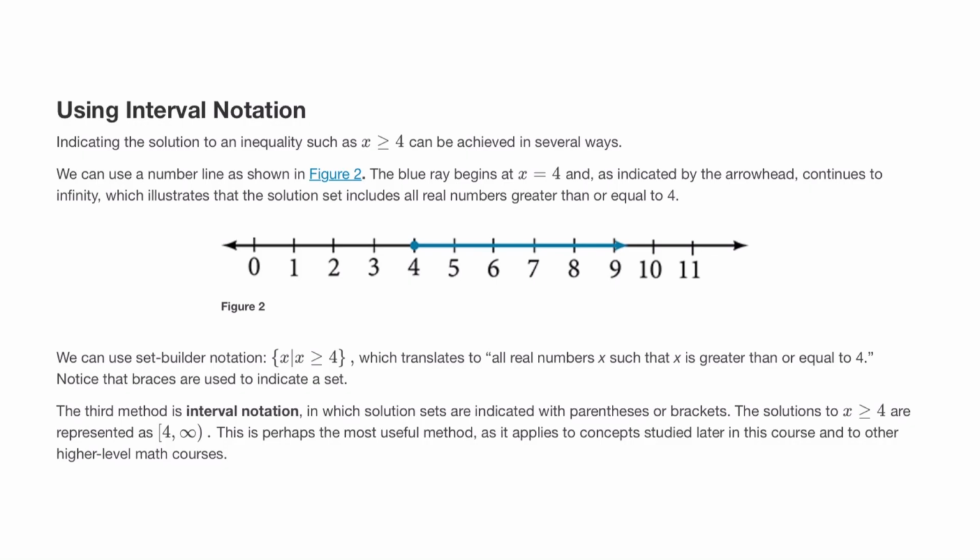We can also use set builder notation. This is going to be like the set of all x such that x is greater than or equal to 4. And then we can use interval notation as shown here.